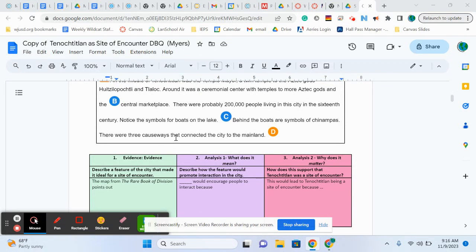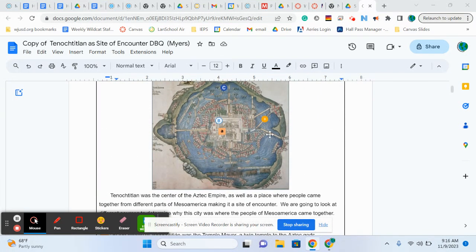There were 3 causeways that connected the city to the mainland. So these are the causeways, just long, flat bridges. That's going to make it, even though the city is in the middle of Lake Texcoco, they're able to travel on these causeways to get in and out of the city. Think about how that might help with protecting the city. If there's only a couple of ways that people can get there, think about how that might direct traffic in the city. We've got these bridges right here.